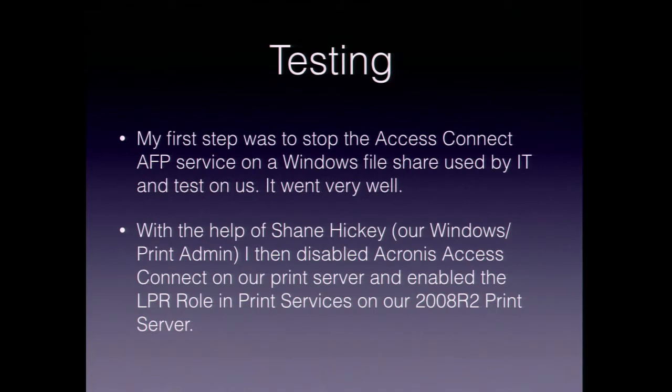Testing. Our first step was to stop the Access Connect AFP service on a Windows file share that was used just by our department. It wasn't a home share, it was just a share that we connected to, and that went very well. With the help of my Windows/print admin, we then disabled Acronis Access Connect on our print server, which was just running print services, and enabled the LPR role. Older versions of Windows call it print services for Unix, but basically on our 2008 R2 print server.